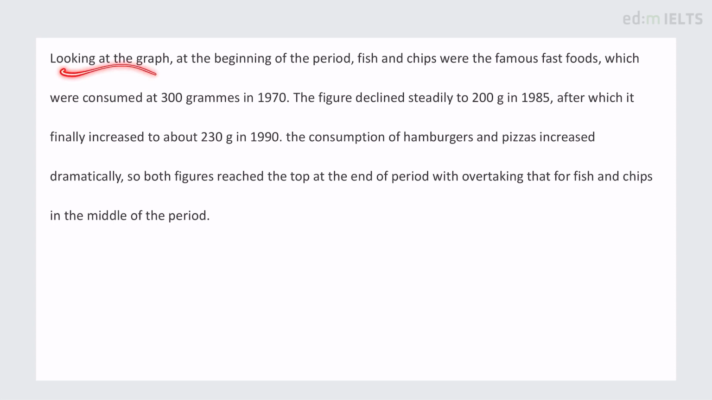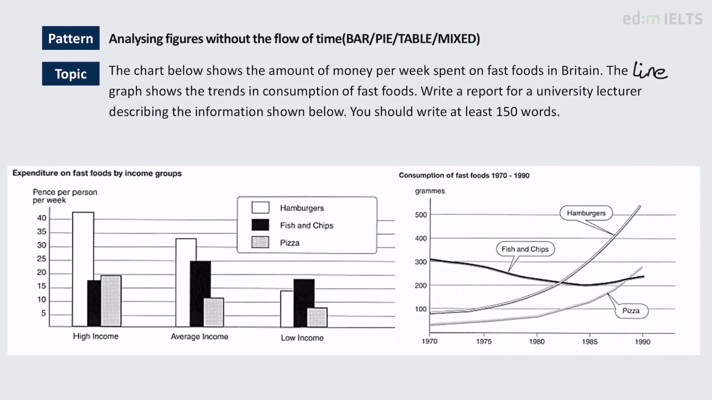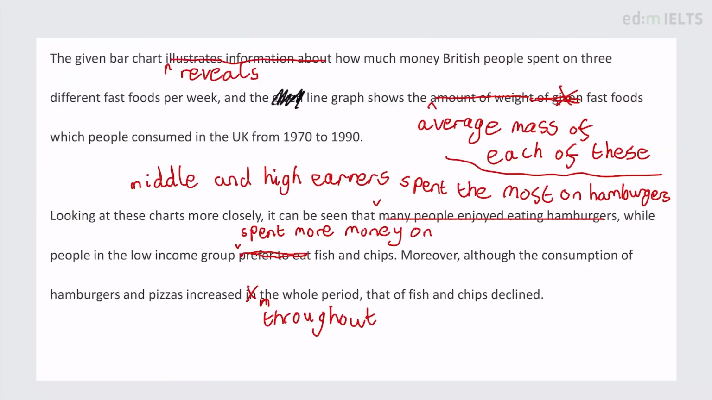So looking at the graph, we're talking about the line graph now. At the beginning of the period, fish and chips were the most famous fast food. Oh, now it's not popular, it's famous. People know about it. So suddenly we're not talking about money spent anymore, but in this case, the number of grams eaten, the mass consumed.